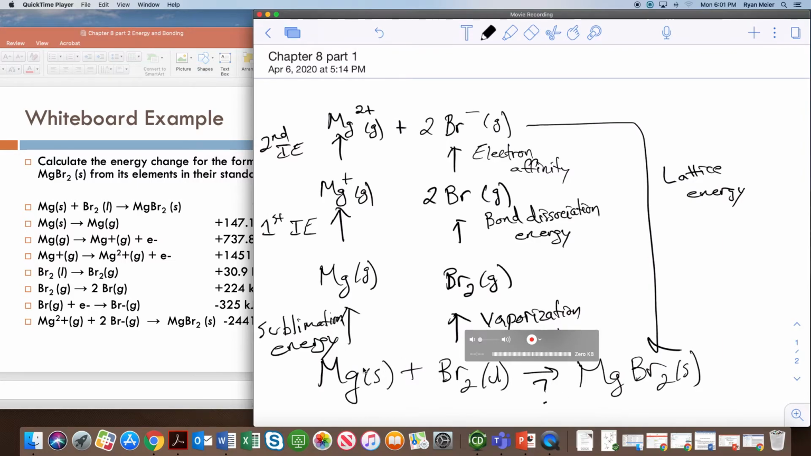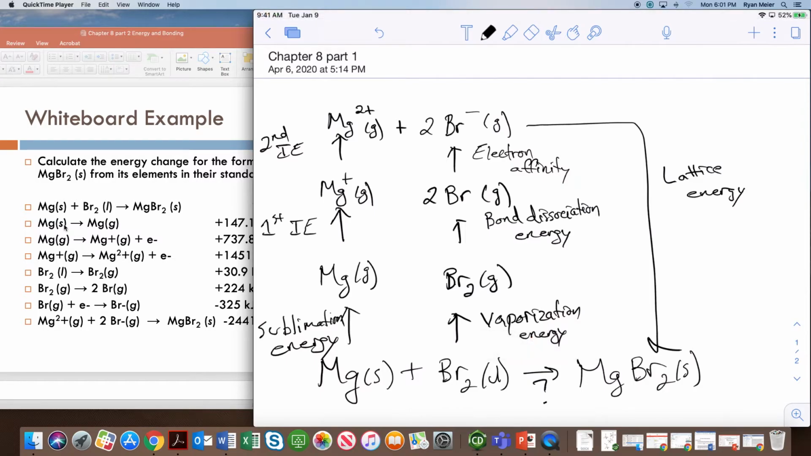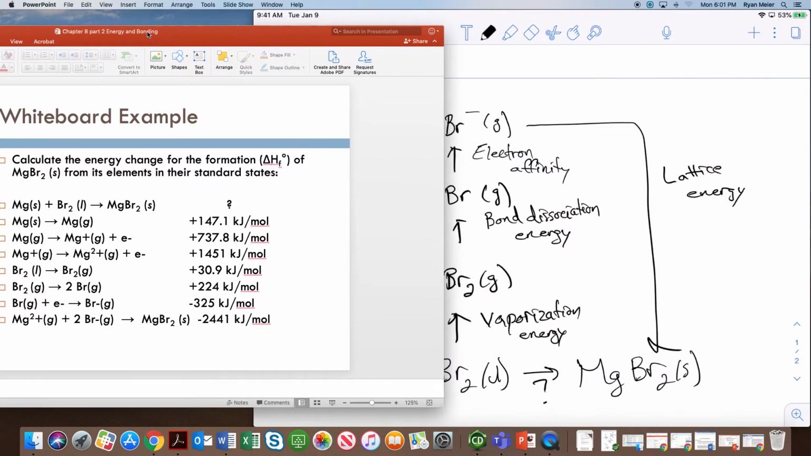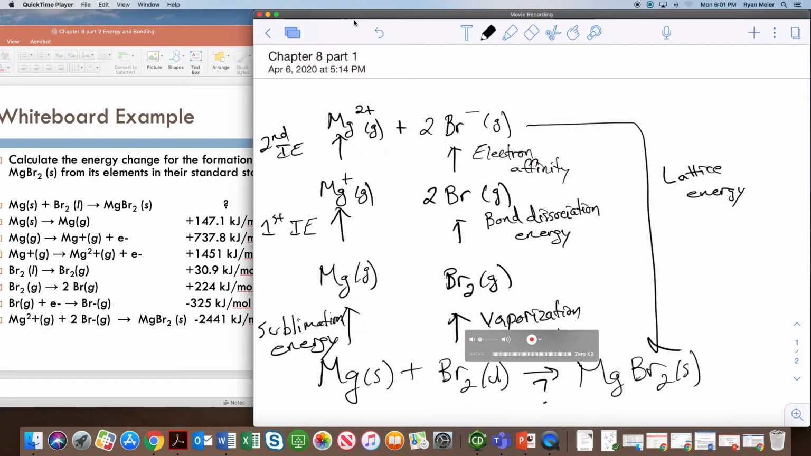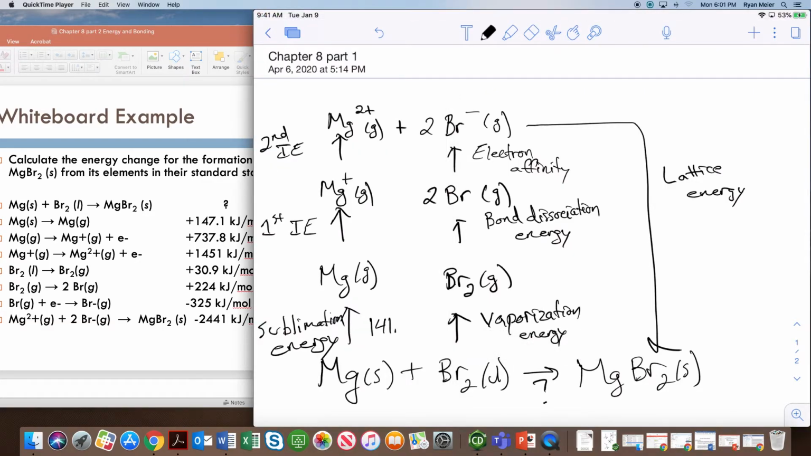But if we notice, the sublimation energy is magnesium solid going to magnesium as a gas. Well, magnesium solid going to magnesium as a gas is one of the steps we're given. It has an energy that's 147.1. Let's slide this over just a little so you can see them all, hopefully. So this is positive 147.1.